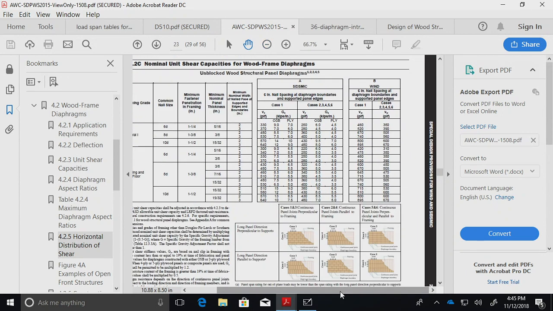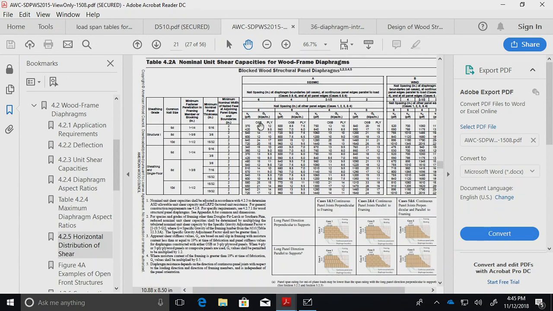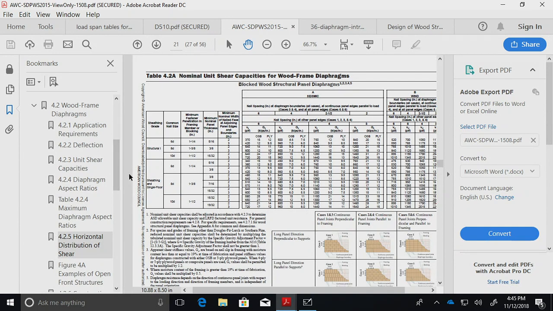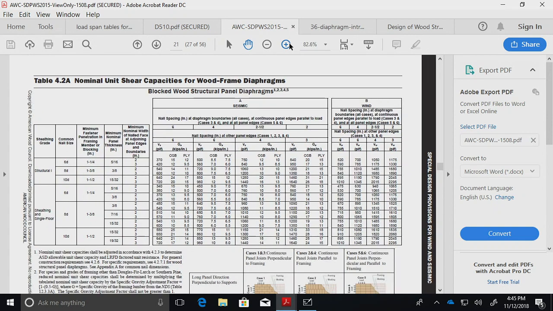So go back to the SDPWS manual. Table 4.2C is for unblocked wood structural panel, and table 4.2A is for blocked wood structural panel. As we can see here, those values are much greater than for unblocked wood structural panel, right?